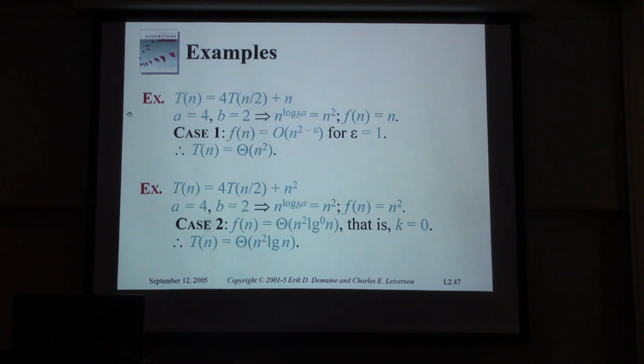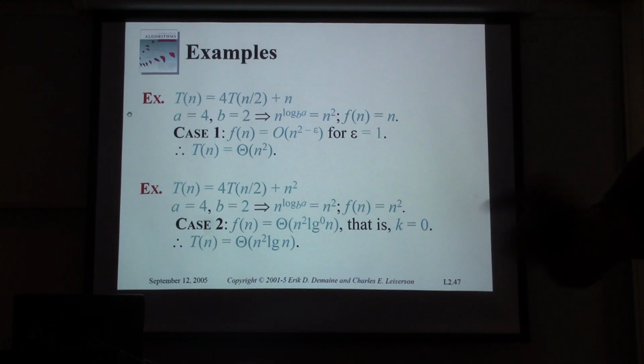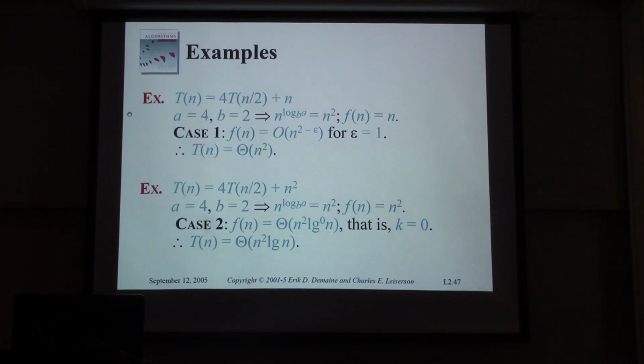So now we find that the two values are equal to each other, in the case that f of n, which is this, is equal to theta of n squared times lg of n to the 0 power. That's case 2. That is k is equal to 0, so therefore we're done with our analysis, and T of n is theta of n squared log n. Which is k goes up by 1 from 0 to 1, which is just lg n.